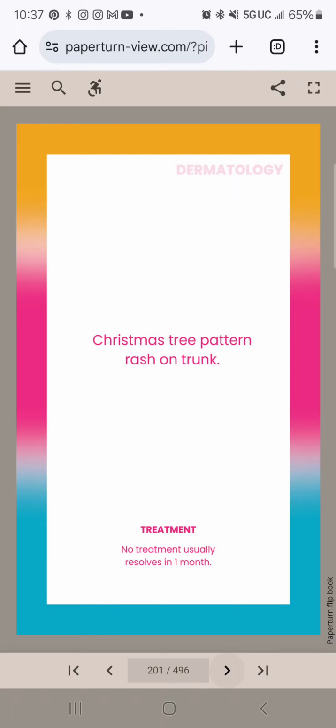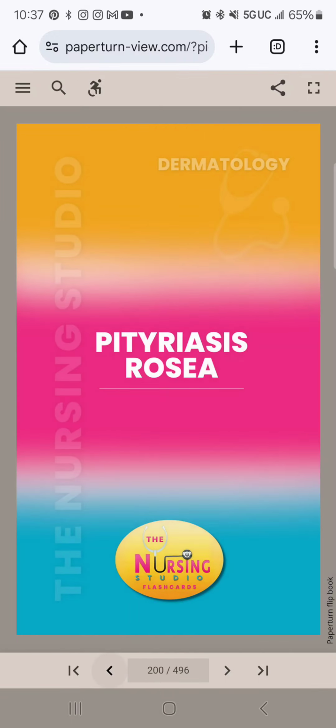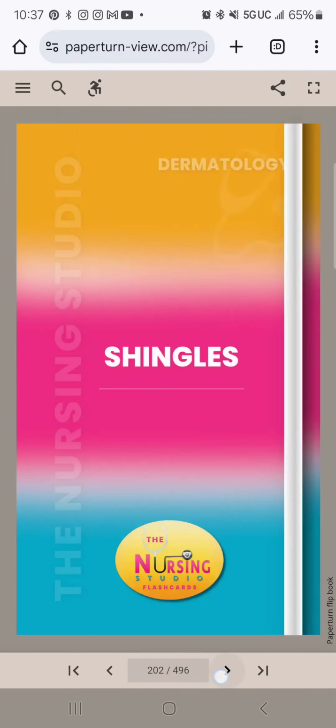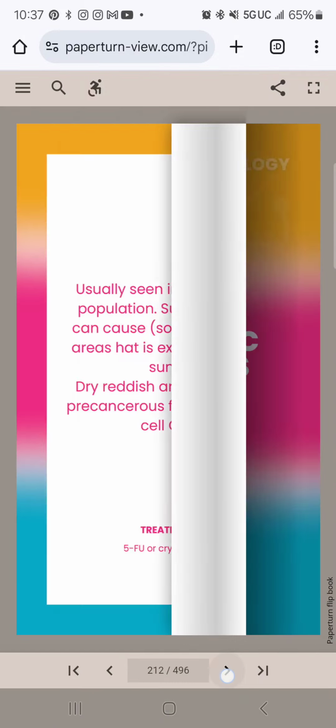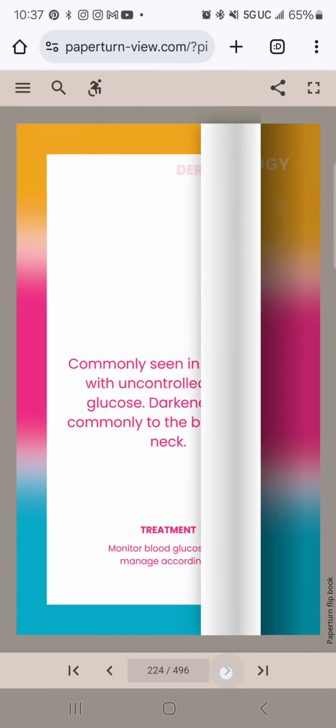All right, Christmas tree pattern rash on the trunk. The treatment is no treatment typically, as it usually resolves in 1 month. Pityriasis rosea, right? And let's see, one more.